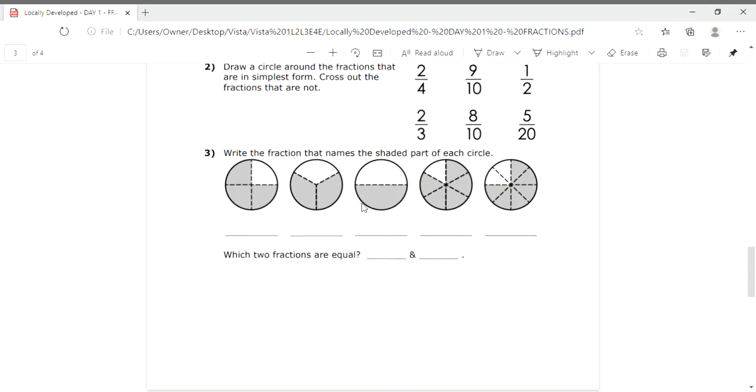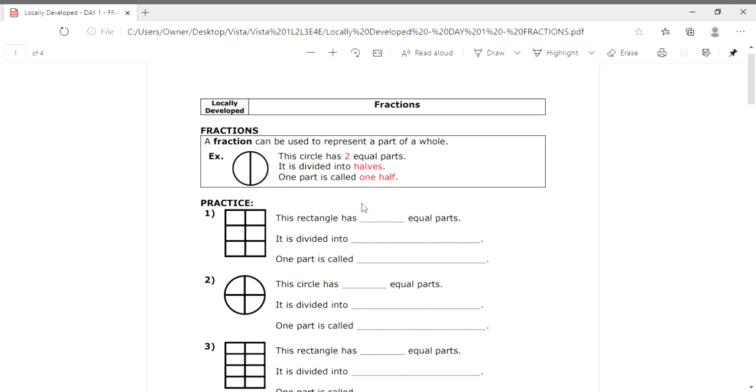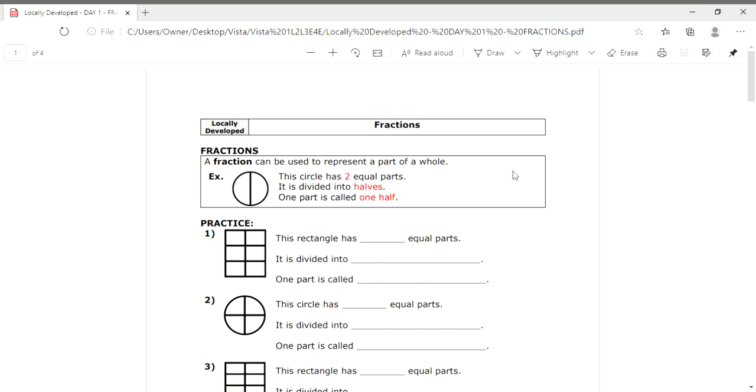So please try these practice examples. If you run into problems, let me know and I will be available to help. That's today's lesson on fractions.